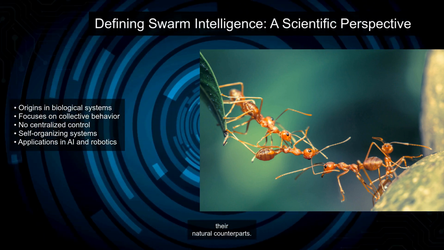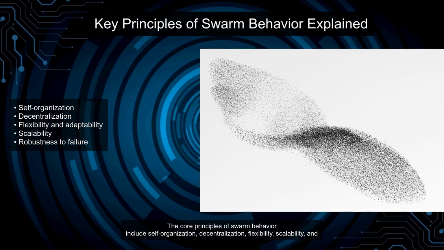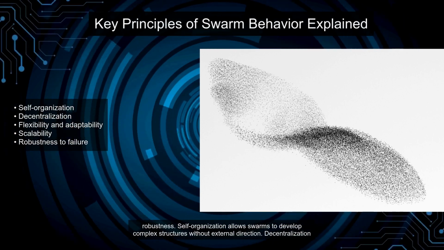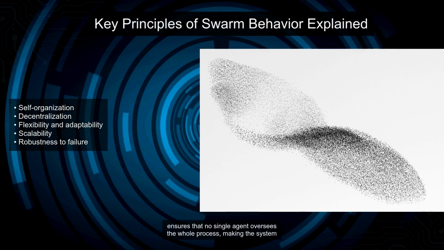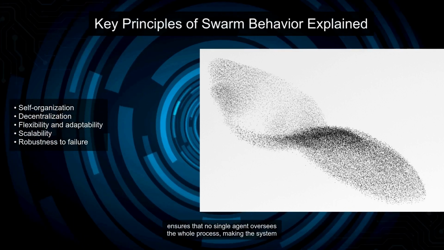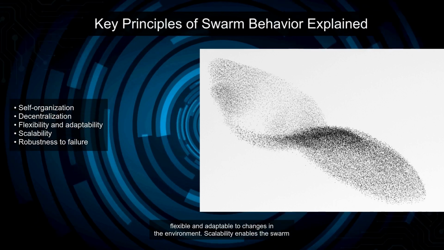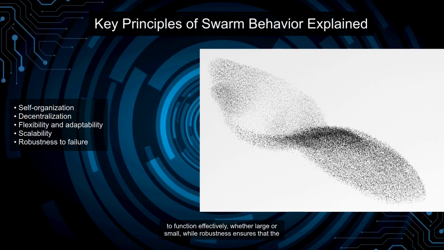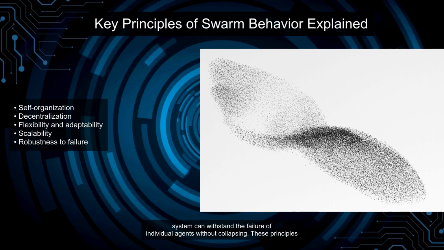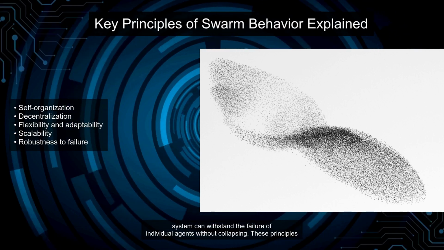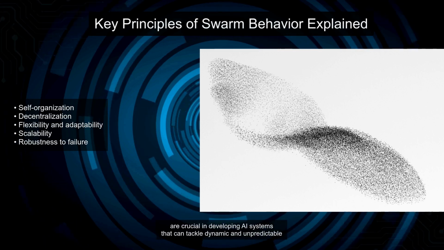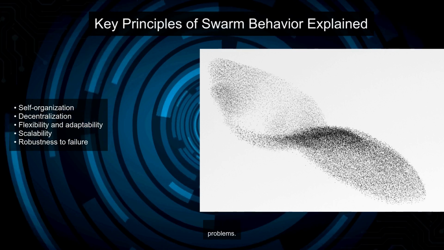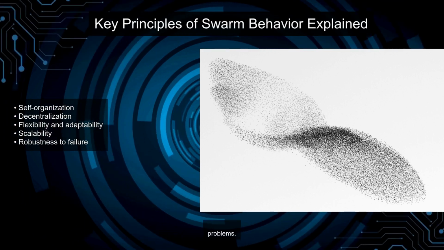their natural counterparts. The core principles of swarm behavior include self-organization, decentralization, flexibility, scalability, and robustness. Self-organization allows swarms to develop complex structures without external direction. Decentralization ensures that no single agent oversees the whole process, making the system flexible and adaptable to changes in the environment. Scalability enables the swarm to function effectively, whether large or small, while robustness ensures that the system can withstand the failure of individual agents without collapsing. These principles are crucial in developing AI systems that can tackle dynamic and unpredictable problems.